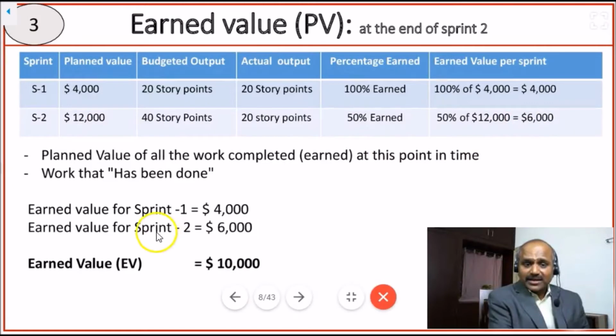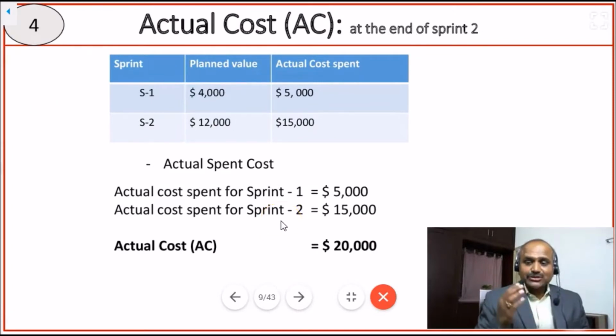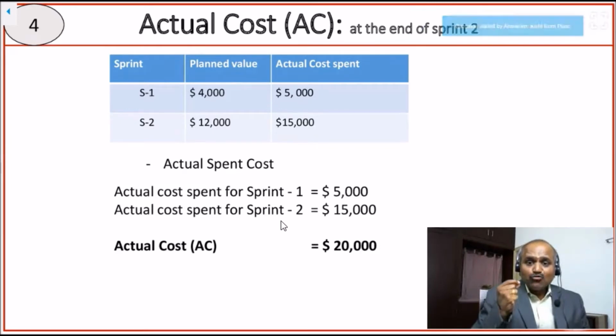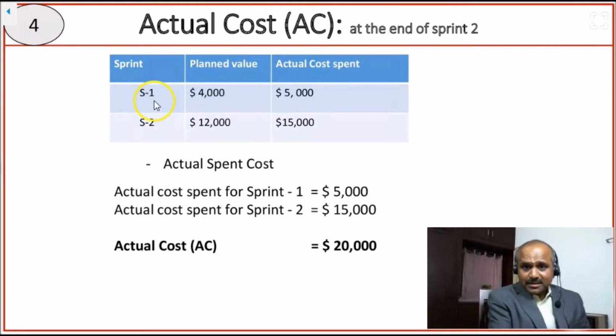So the earned value is, for the first sprint, $4,000, and for the second sprint, $6,000. So the earned value is $10,000. Now the third feature is actual cost. The actual cost is the amount that we actually spent from our pocket by the end of sprint 2. At the end of sprint 1, we spent $5,000. At the end of sprint 2, we spent $15,000. So the total actual cost at the end of sprint 2 is 5,000 plus 15,000, which gives you $20,000. So this is the actual cost.